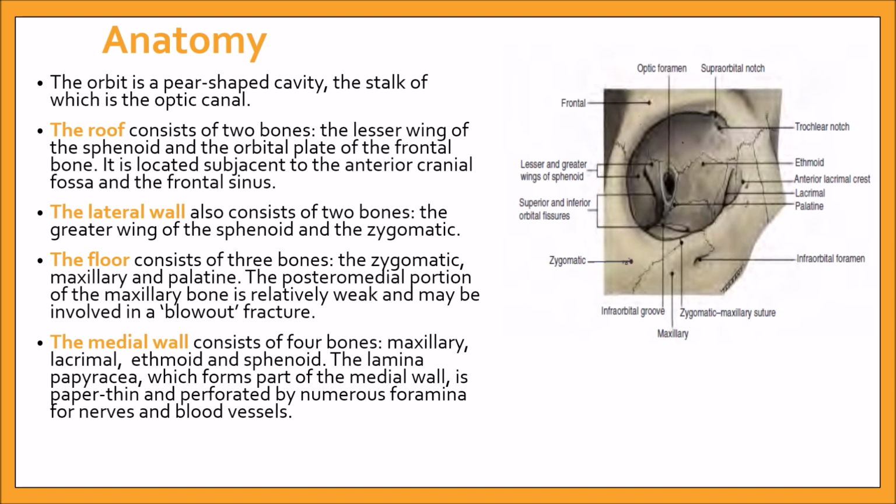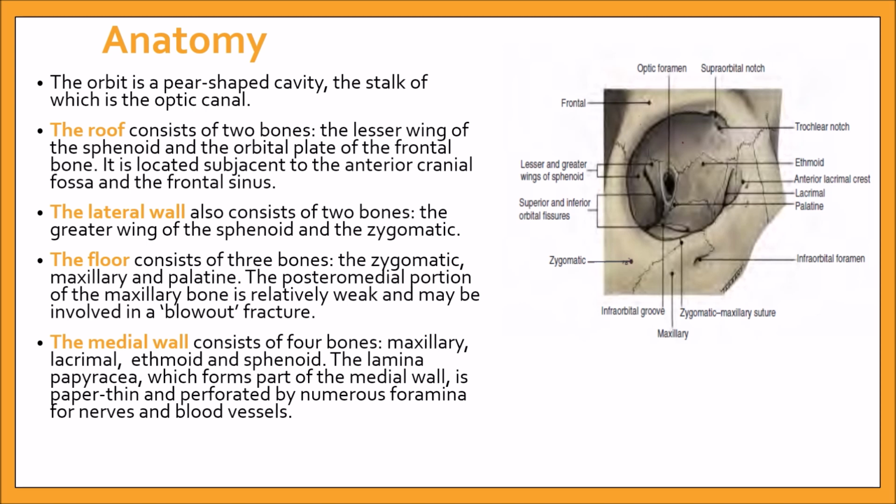The roof consists of two bones, the lesser wing of sphenoid and the orbital plate of the frontal bone. It is located subjacent to the anterior cranial fossa and the frontal sinus. A defect in the orbital roof may cause pulsatile proptosis due to transmission of CSF pulsation to the orbit.